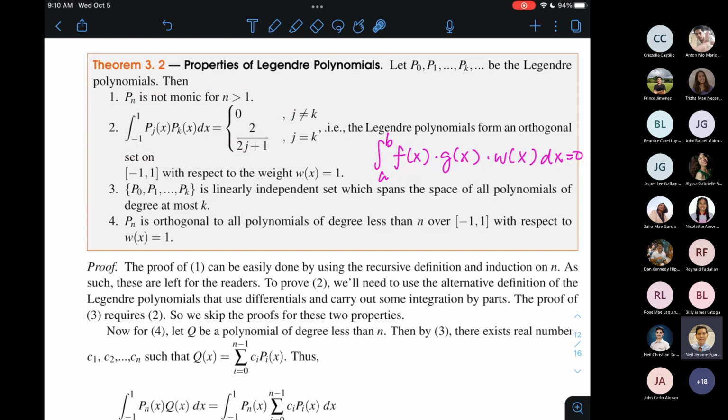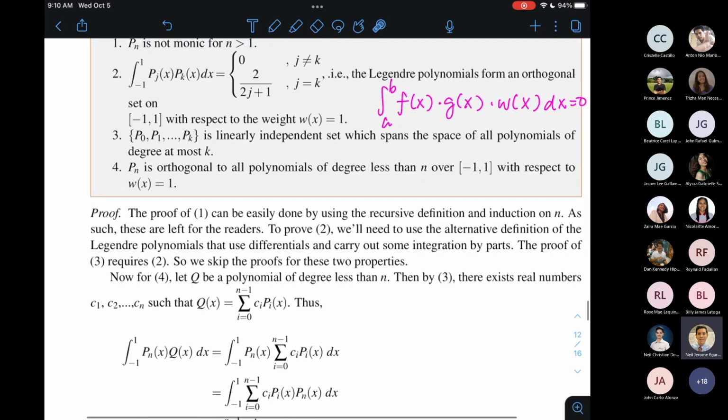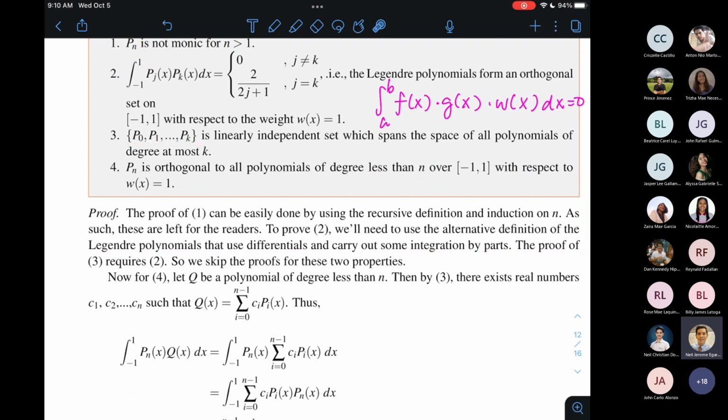Alright? So paniwalaan nyo lang ako na orthogonal yung mga Legendre polynomials on the interval negative 1 to 1 with respect to the constant weight function 1. Okay? And then third is that P0 until Pk. So if I get the first K Legendre polynomials, kukunin ko lahat ng Legendre polynomials na ang degree ay K or less. Sila ay linearly independent, okay? Tapos hindi lang sila linearly independent. Ini-span pa nila yung space of all polynomials of degree at most K.